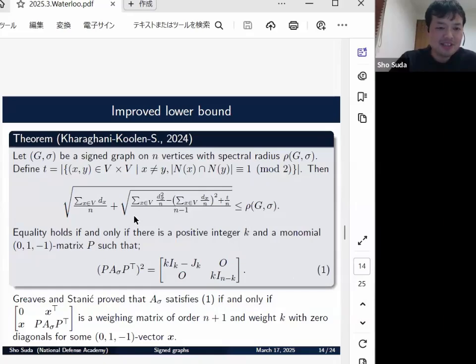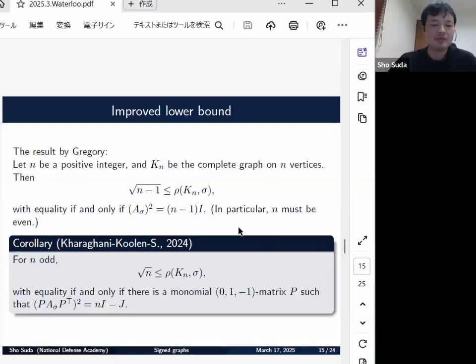So this form is somewhat complicated, so I want to show you some straightforward corollaries from that. If we apply Gregory's result to the complete graphs, we can claim that for any signing on complete graphs, its spectral radius is at least square root of n minus 1, and as I said, with equality if and only if it becomes a conference matrix. And a necessary condition for the existence of a conference matrix is that the order n must be even.